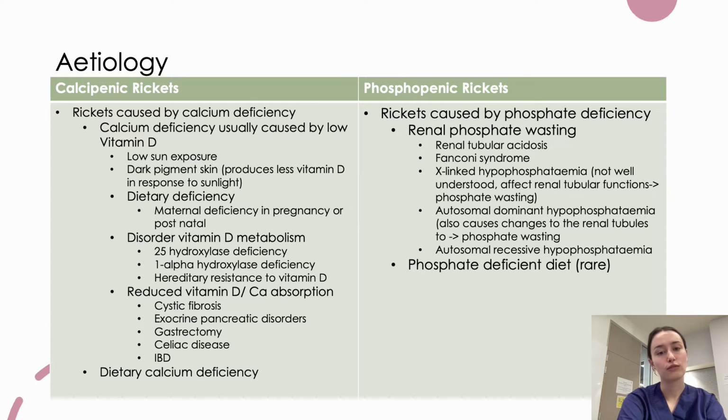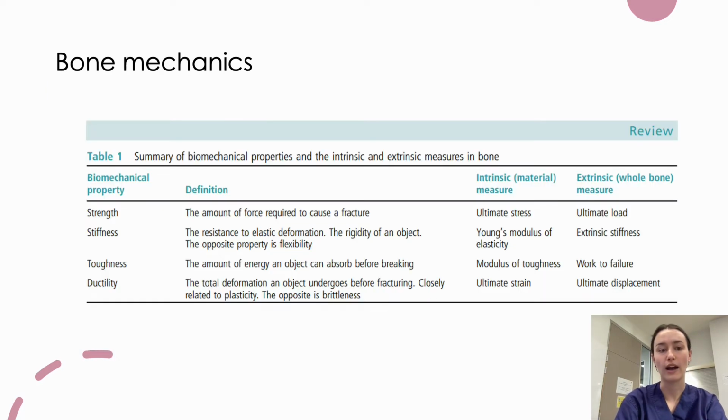And then phosphopenic rickets tends to be caused by inherited conditions where you have renal phosphate wasting, so tubular acidosis, Fanconi syndrome, X-linked conditions, autosomal dominant, autosomal recessive conditions. You can also, again, have dietary phosphate deficiency, but that is also rare.